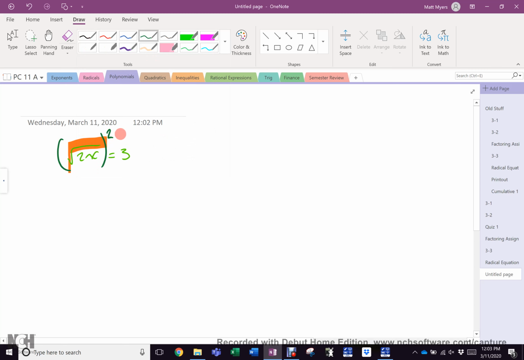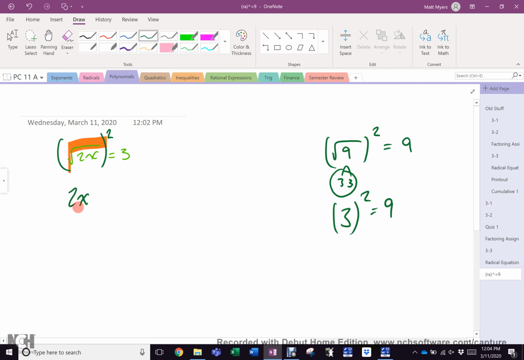When you square a radicand, what is the root of 9 squared? 9, because that is 3 times 3, which means I take out a group of 2, I get 3. 3 squared is 9. So, if it works once in math, how often does it work? Always. So if you square a radical, the radicand is the answer. So this side is now 2x.